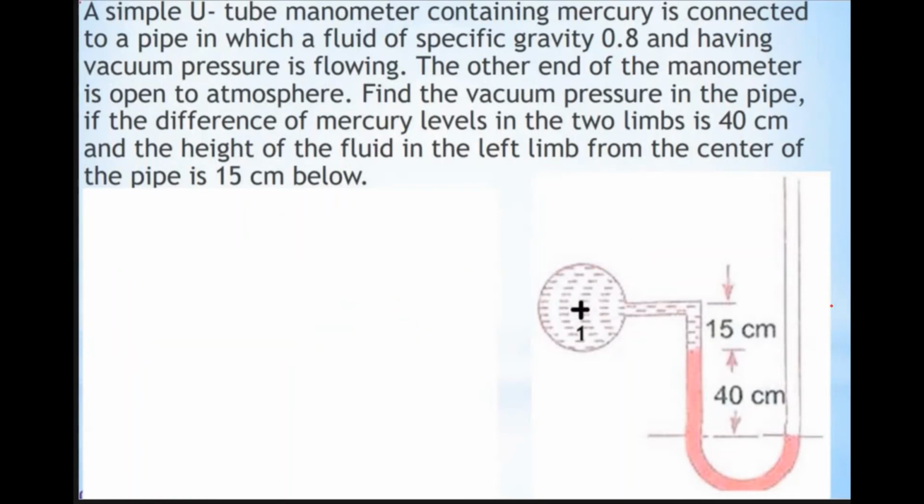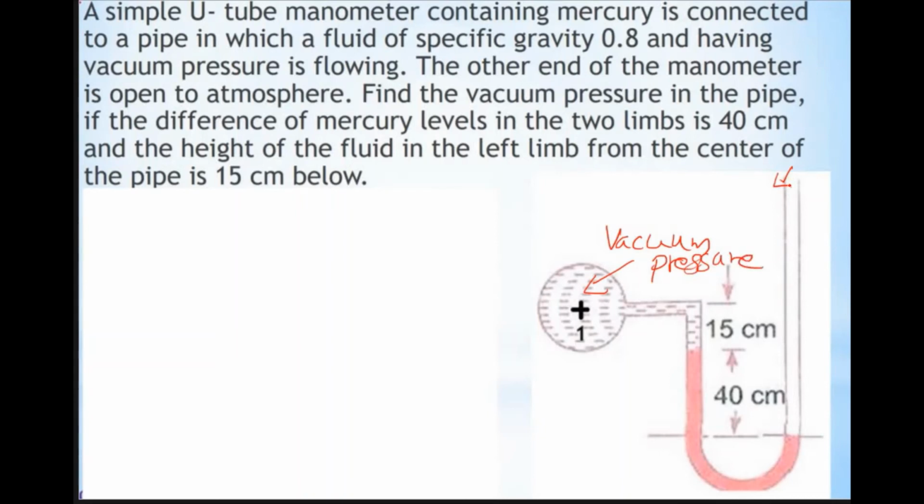So what will happen when we are connecting the manometer? Here we know that the right limb is open to atmospheric air. So this right limb is open, so atmospheric pressure is acting in the right limb. So here the fluid pressure is less than atmospheric. Here it is vacuum pressure.